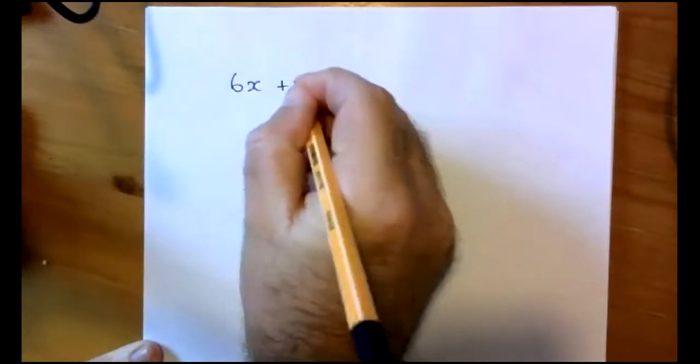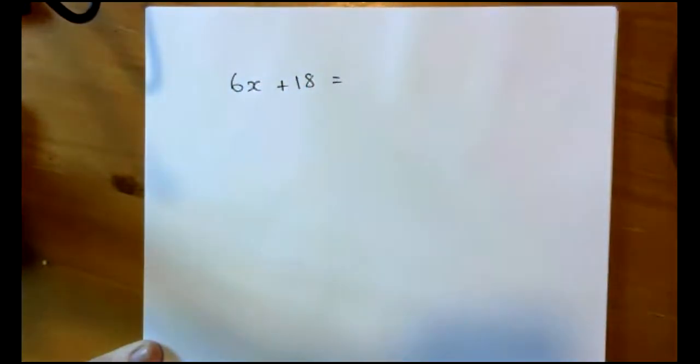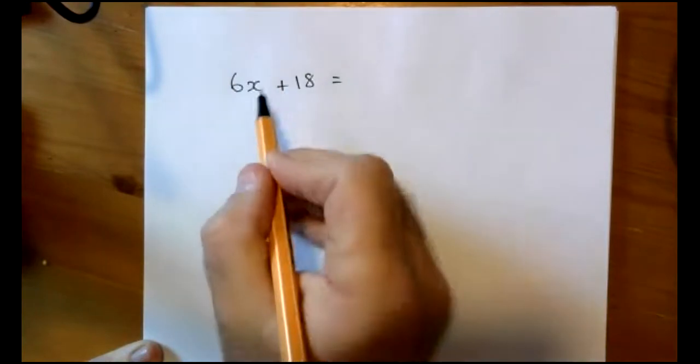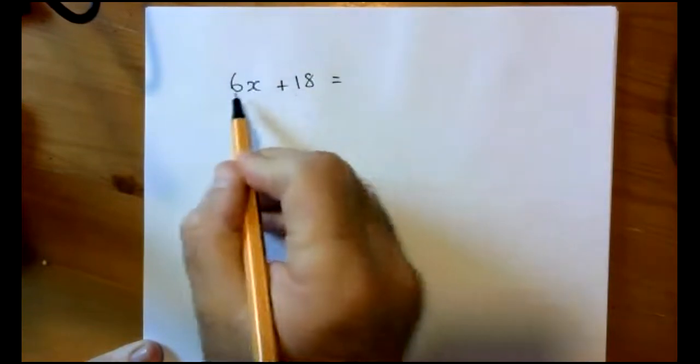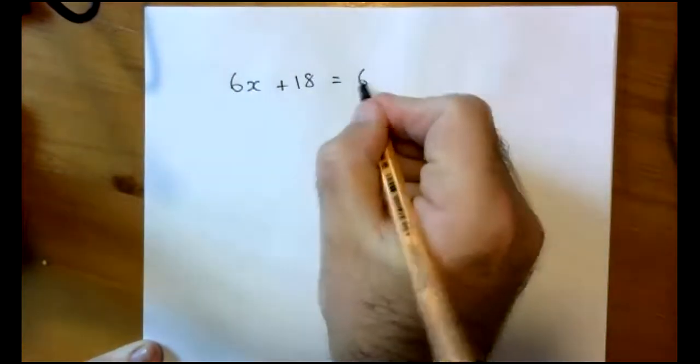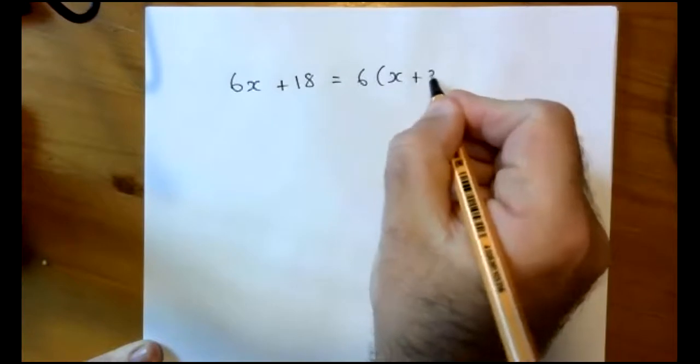Okay, so let's go through the answers to the starter. So we have 6x plus 18. So we'd like to factorize that. So what is a common factor of both 6x and 18? Well, the largest factor of both is 6. So we get 6(x plus 3).